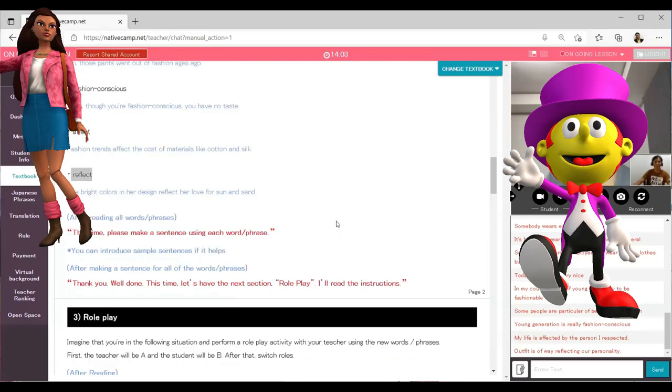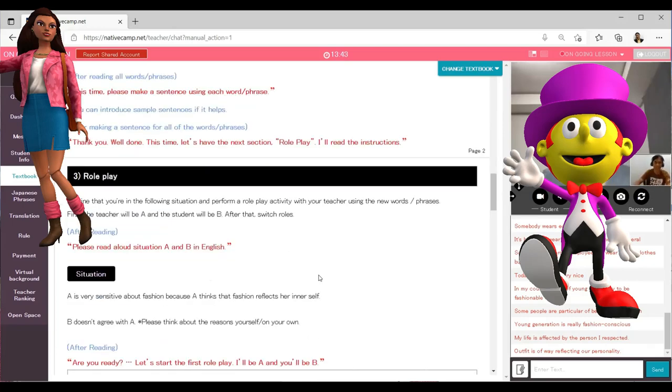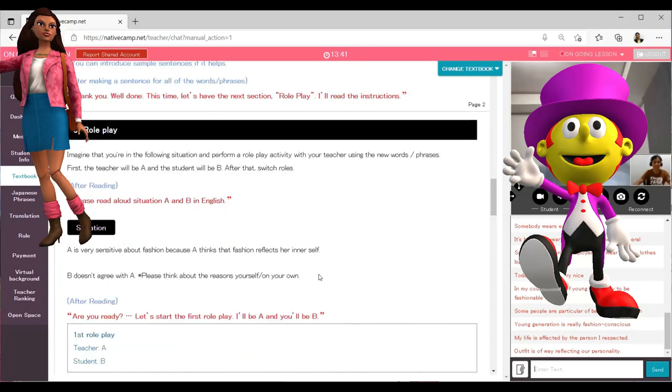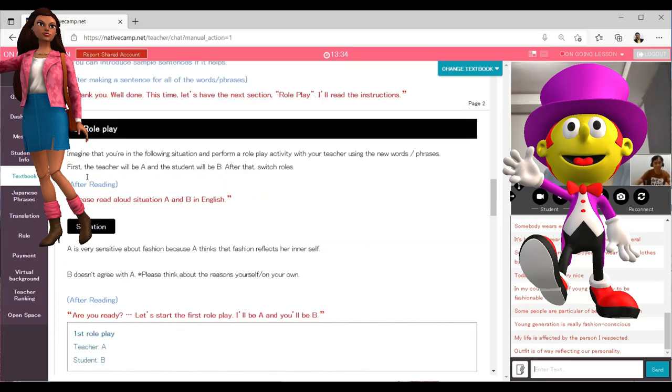Yes, good job. Now let's move to role play number three, okay? All right, imagine that you are in the following situation and perform a role play activity with your teacher, using these words and phrases. First I'll be A, and then you will be B, and then we will switch the roles. Now please read aloud situation A and B.